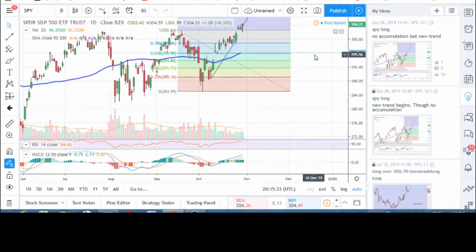So let's move forward and see what the market is doing, and why I think the market will go bullish, despite the fact that we did not see any accumulation when it was below this level.